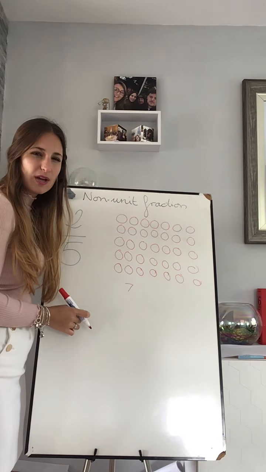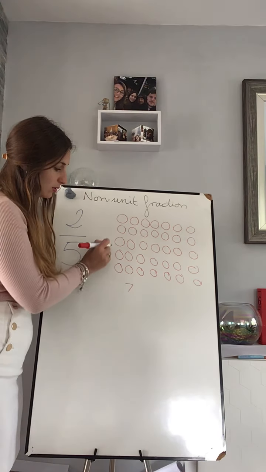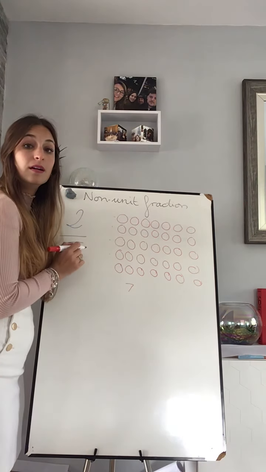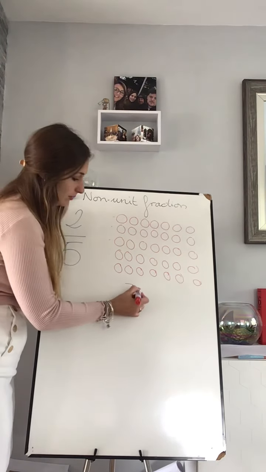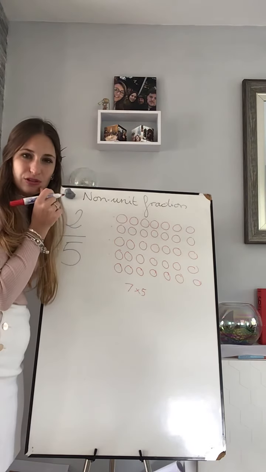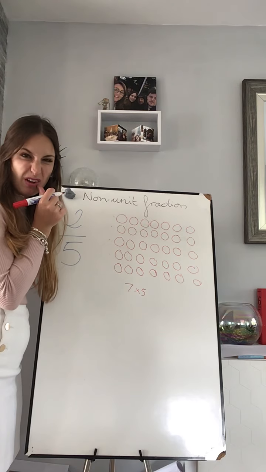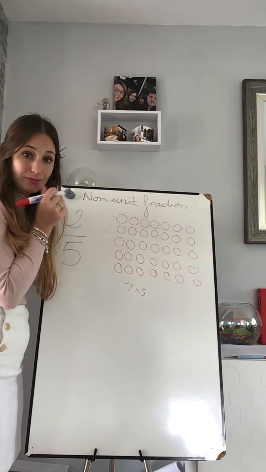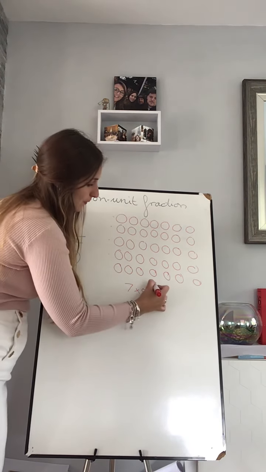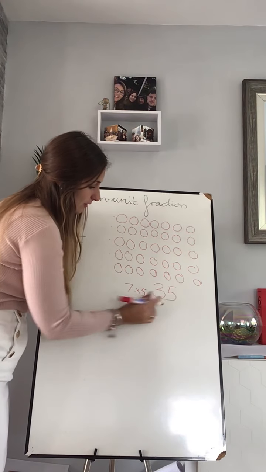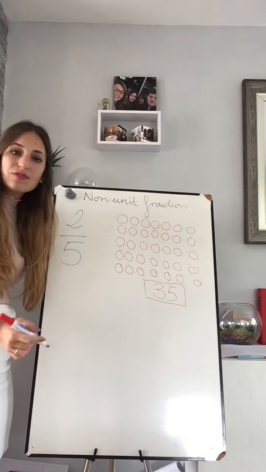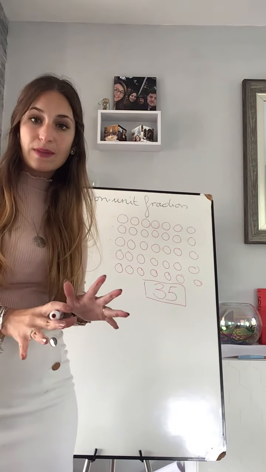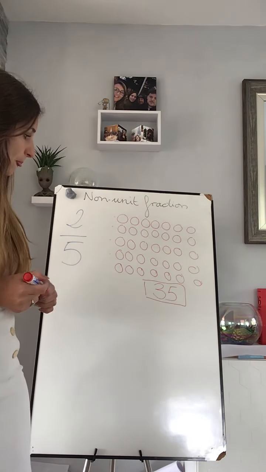How many times do I have the same row? 1, 2, 3, 4, 5. So how many do I have in total? 5 times 7? 7 times 5? So I have 35 coins. I have 35 coins.